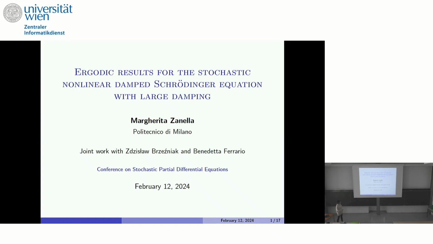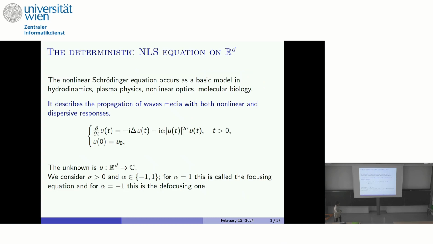So we talk about this joint work with Zdzis and Benedetta Ferrario, where we investigate some ergodic properties for the nonlinear stochastic damped Schrödinger equation on the full space, in the case in which we have a large dissipation. So I would like to start by briefly recalling the deterministic nonlinear Schrödinger equation and recalling some properties of this deterministic equation that we will need also to address the stochastic problem.